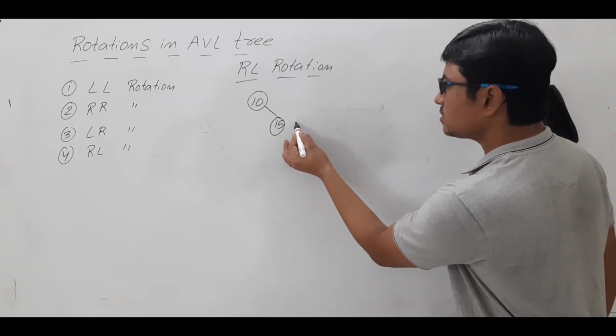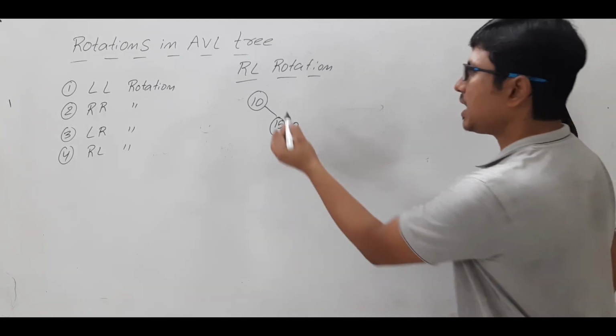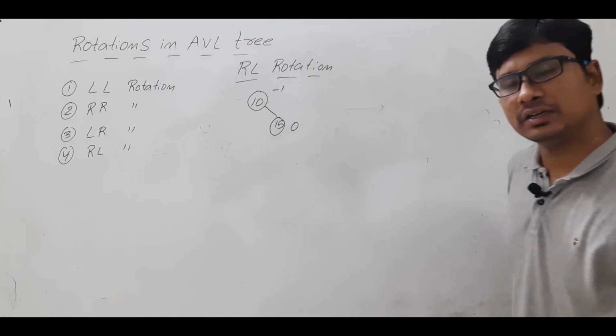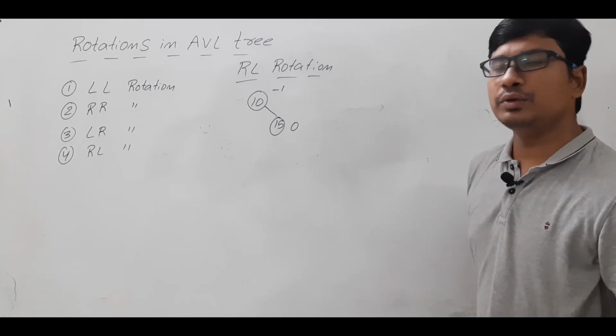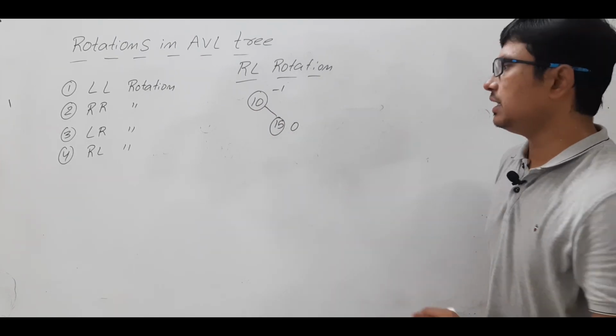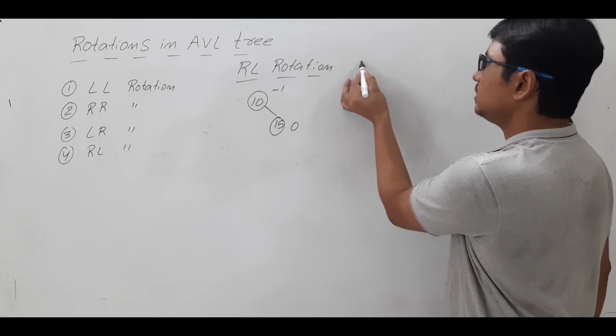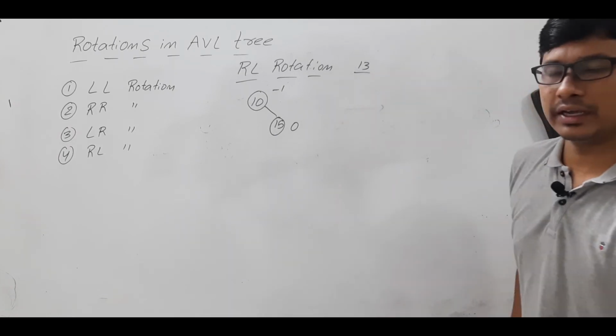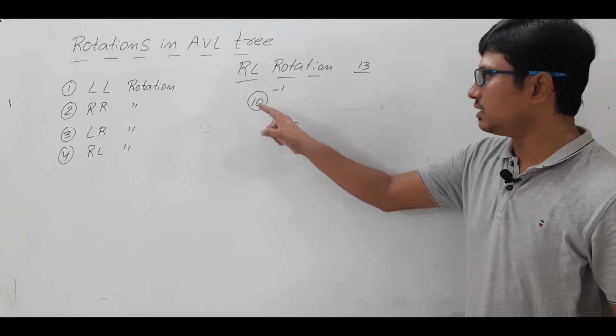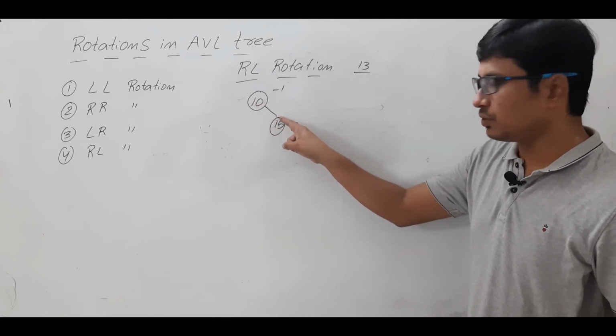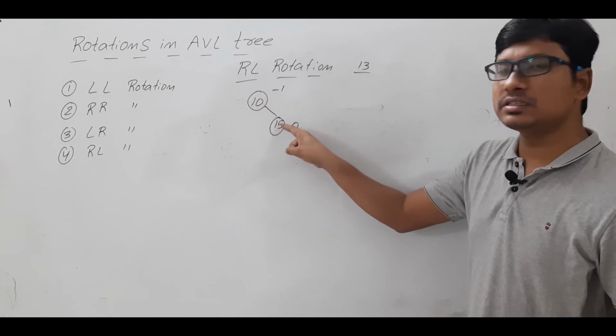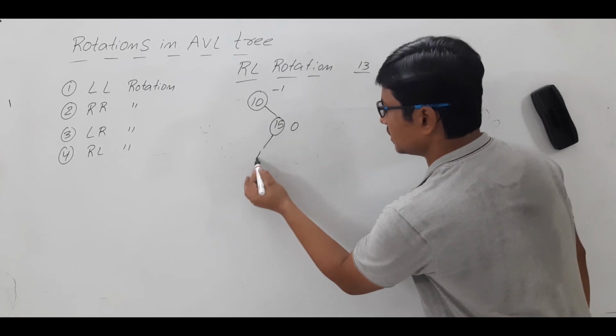Now what is the balancing factor of this one? Is 0. The balancing factor of this one is -1. Still it is okay. Now let's take that you want to insert 13. Where will you insert 13? 13 is greater than 10, so you will come to the right subtree. 13 is less than 15, so you will insert here.